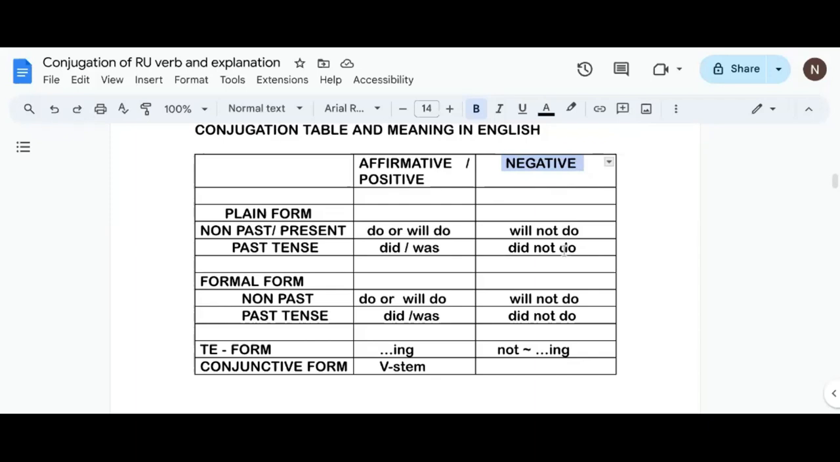I will not. Did not. Will not do. Not doing also falls here in your negative form.